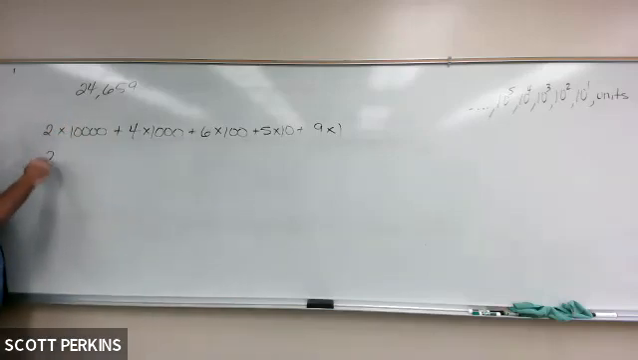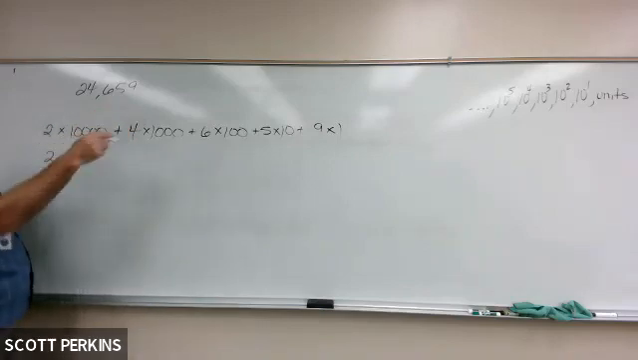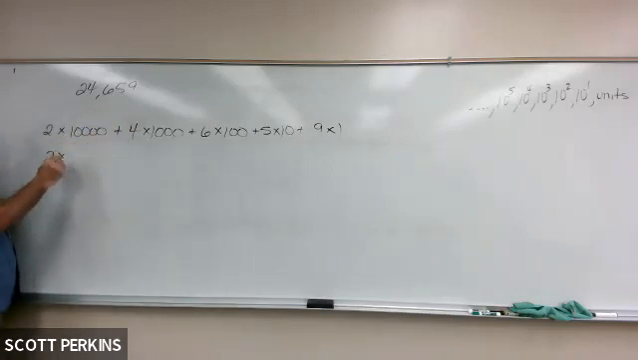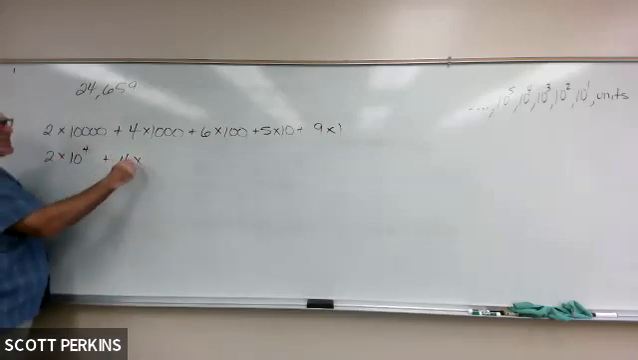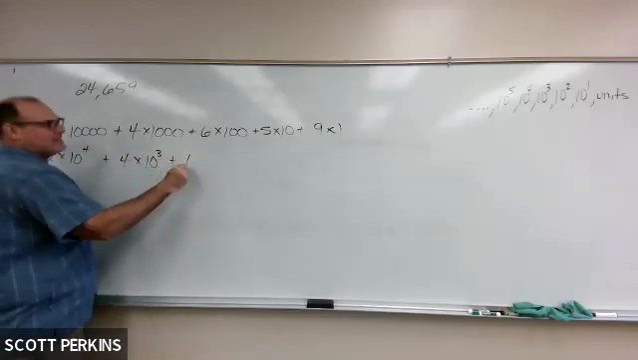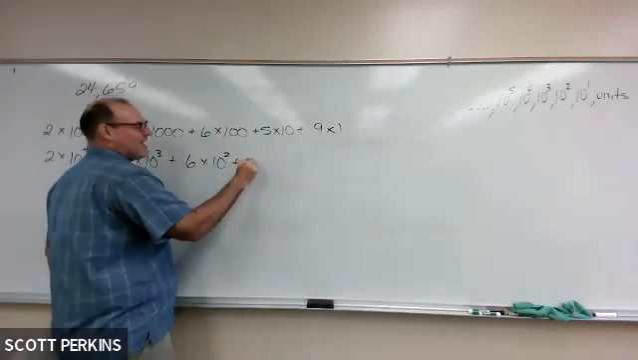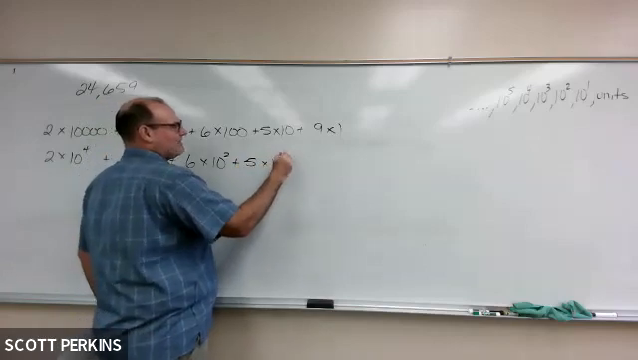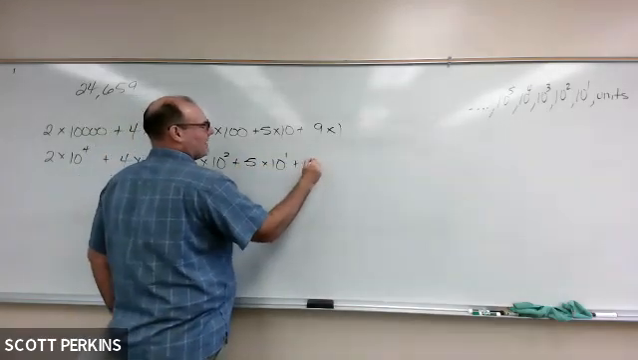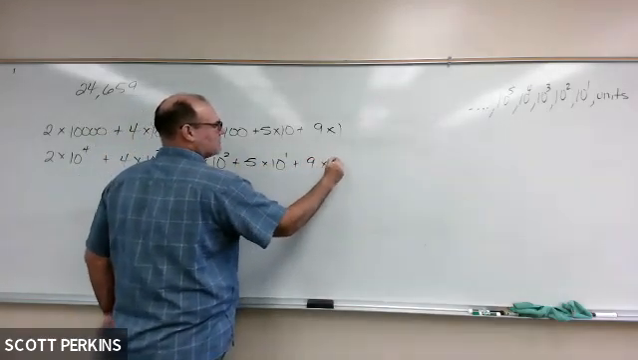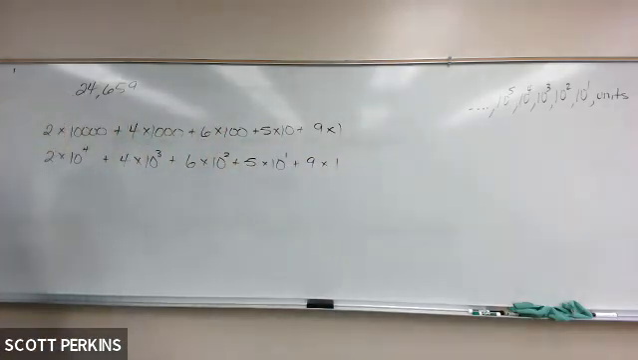So 2 times 10,000, as you saw over there, 10,000 is 10 to the 4th power. And then 1,000 is 10 to the 3rd power, and then 100 is 10 to the 2nd, 10 is 10 to the 1st, and then 9 times 1, and 1 is just 10 to the 0 power, but I'm just going to leave it as 1.